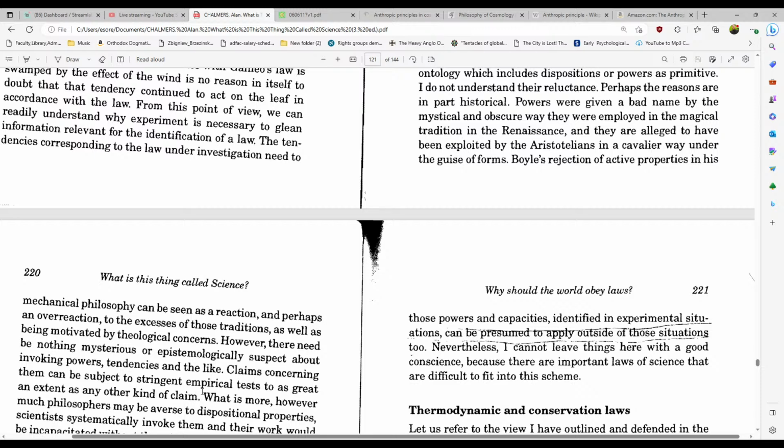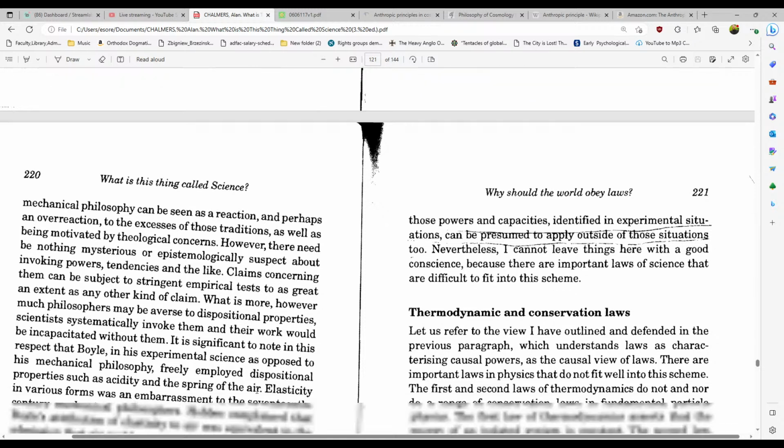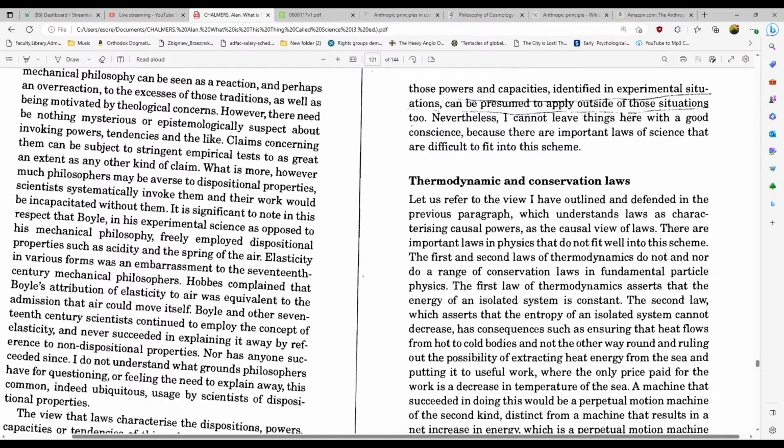Why? Well, he just says because claims concerning them can be subject to stringent empirical tests. Well, it's one reason why he's probably going to reject forms, but you should still be able to see the effects of dispositional properties, and even in a systematic way. All right, does everybody follow me so far on this?